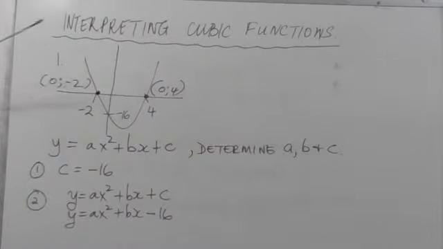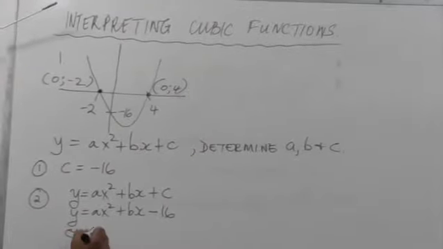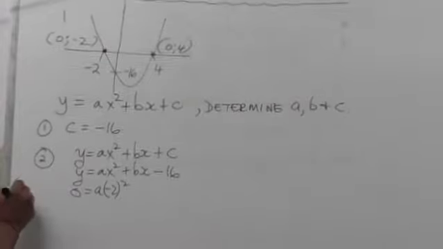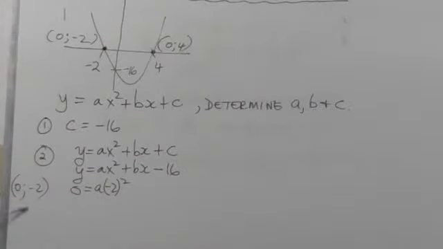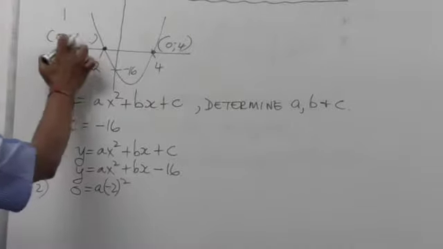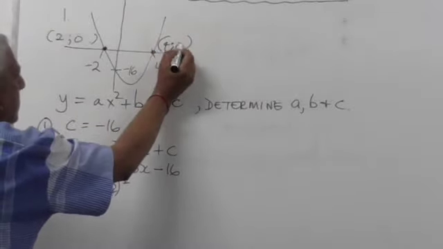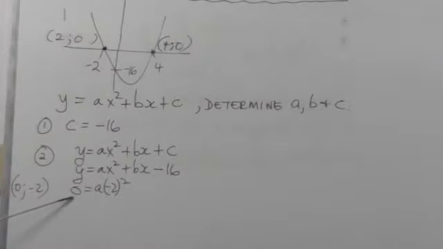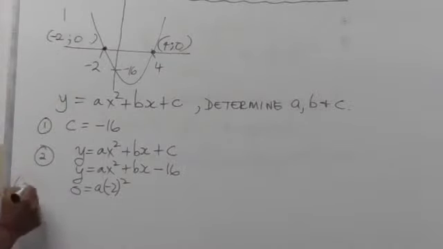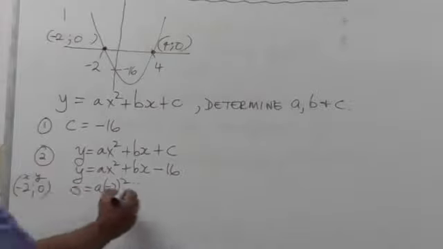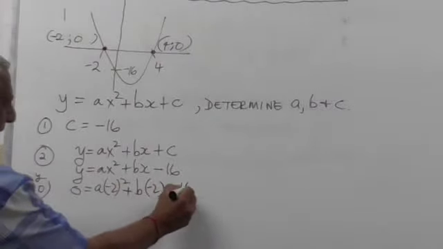So if I take 0, minus 2, then this equation will become 0 is equal to a into minus 2 squared. Sorry, it's supposed to be written the other way: minus 2, 0, and that is 4, 0. So using minus 2, 0, y is 0. So you write the 0 there. And x, this is y. So y is 0, x is negative 2: a into negative 2 squared plus b into negative 2 minus 16.